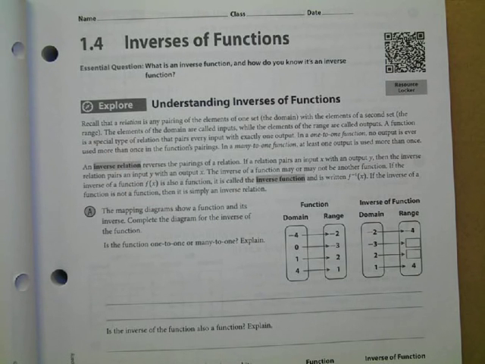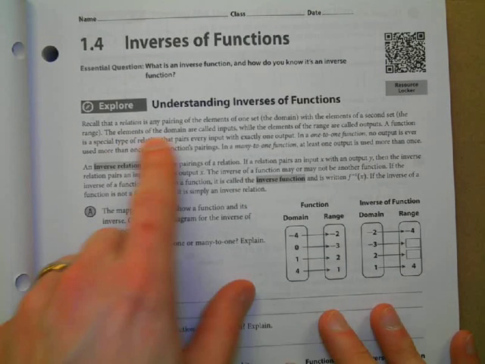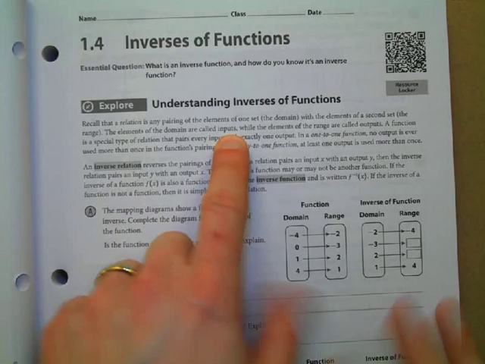Okay. Let's see here. Oh, we're about one-to-one, all that other stuff there. Okay, so an inverse relation, so an inverse reverses the pairing of a relation. Okay, so that's the key thing. An inverse relation reverses the pairings of a relation.